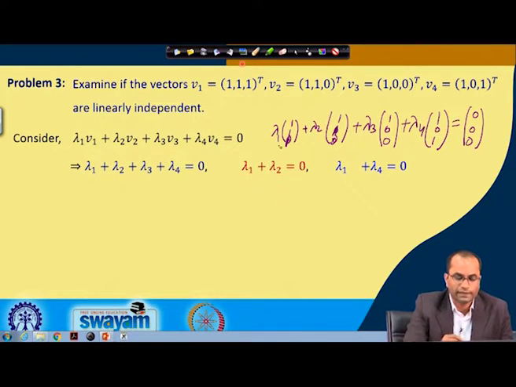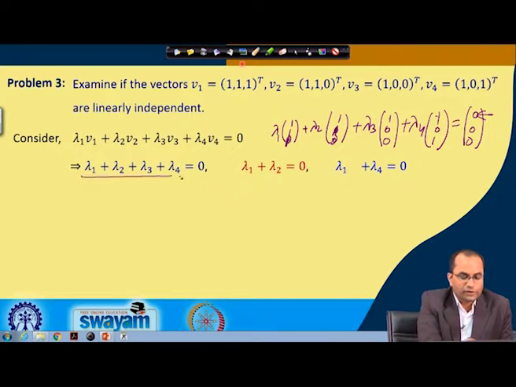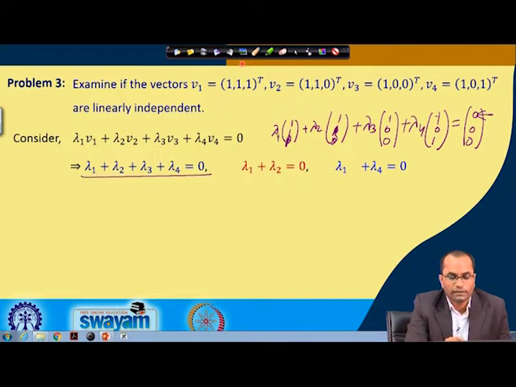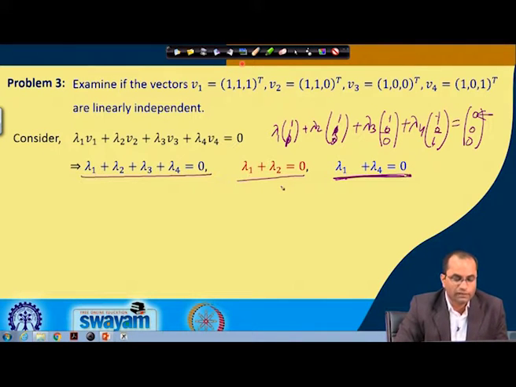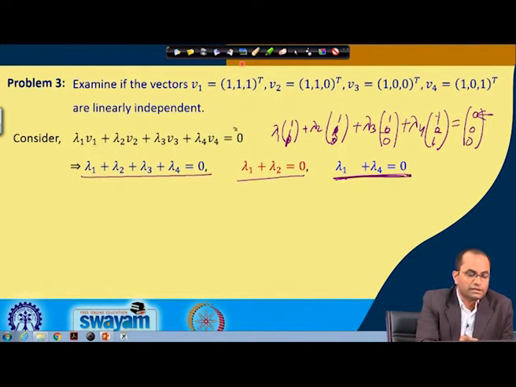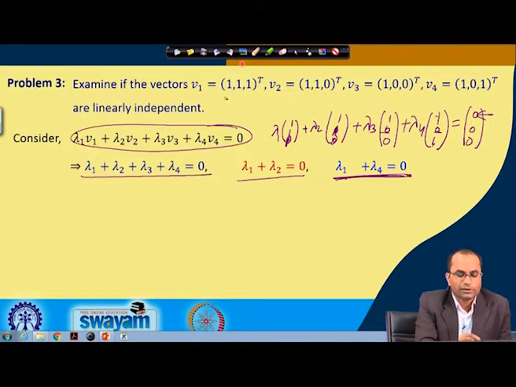So, from here we will get the first equation as lambda 1 plus lambda 2 plus lambda 3 plus lambda 4 is equal to 0. The second one has lambda 1 plus lambda 2, and here there is no other component, so this is equal to 0. The third equation will be lambda 1 from here and lambda 4 from here is equal to 0. So, we have these 3 equations coming out of this linear combination, because there were 3 components in each vector.